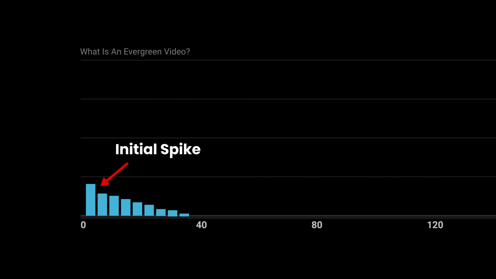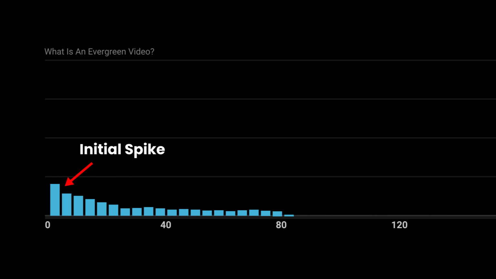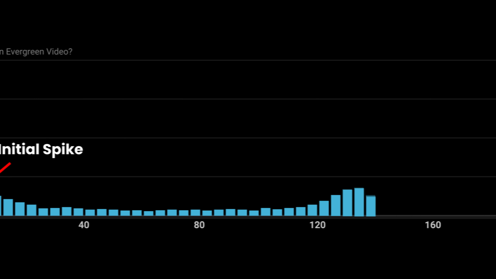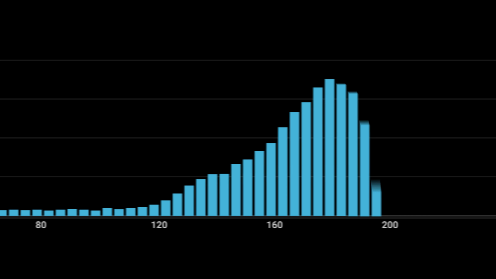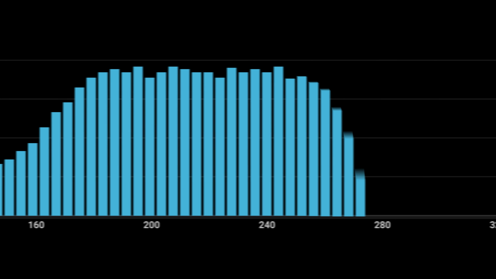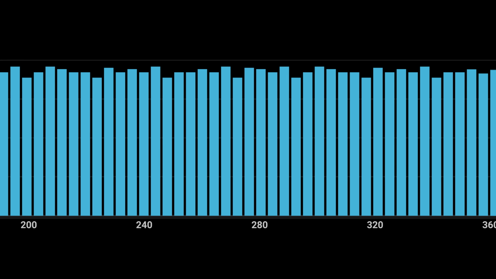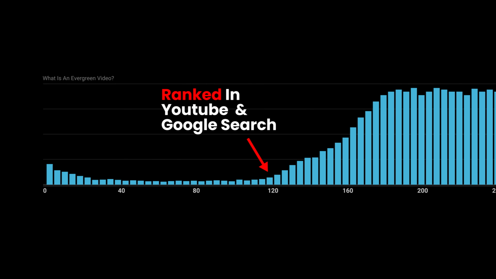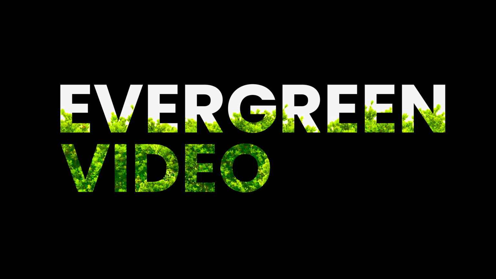So you post a video, it gets some initial views, and then it starts to taper down. But eventually it starts to climb, and you're getting 100, 200, even 1,000 views a day, and it stays like this for years. See, at this point right here, this is where the video ranked in YouTube and Google search. That's what an evergreen video looks like. It's a video you create once, and then it generates you views for your business 24/7 while you sleep.